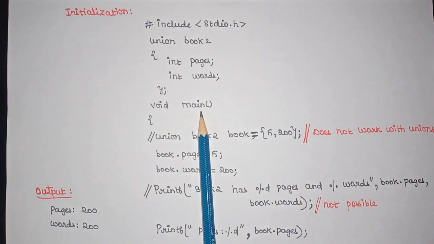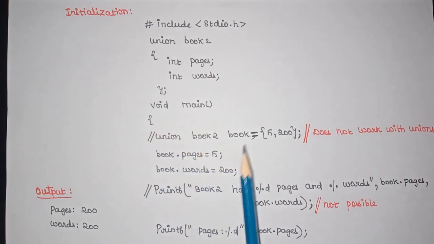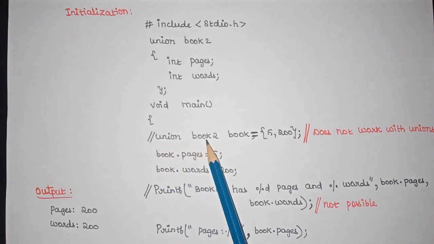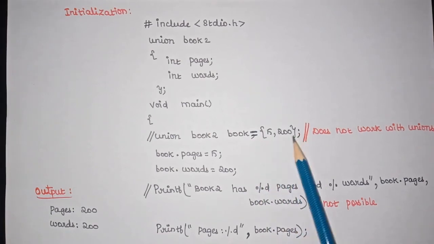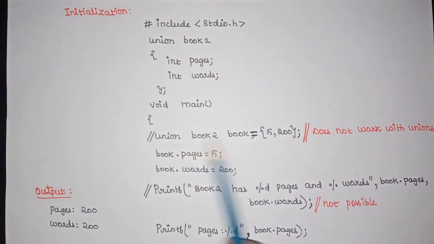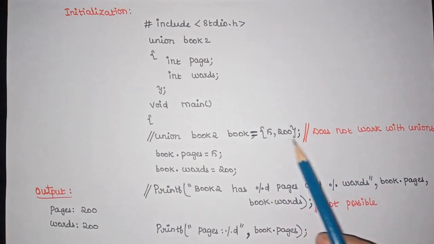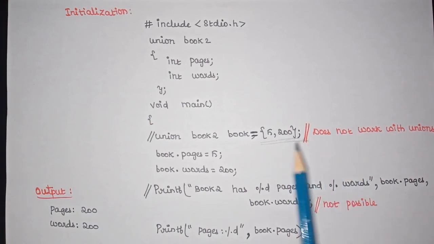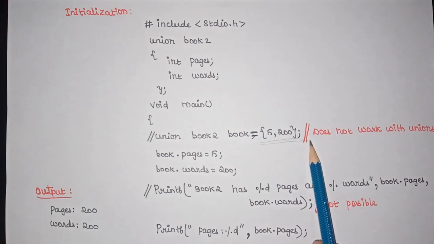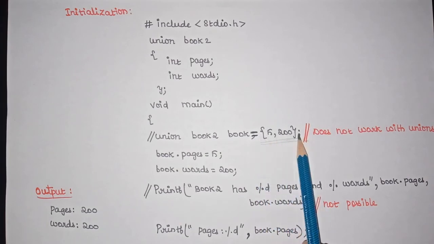After that we have a main function. Inside this main function, in a structure we write struct, then the structure name, and then the structure variable, followed by initialization. This is how we initialize structure variables. But doing the same for a union is not acceptable, so this does not work with union. This type of initialization does not work with a union as it does with a structure. We can initialize structure members like this, but we cannot initialize union members like this.